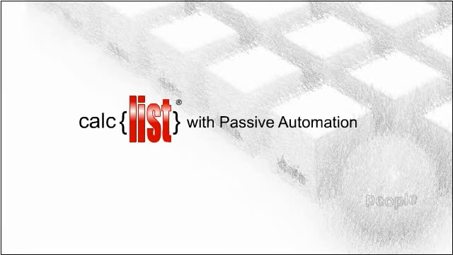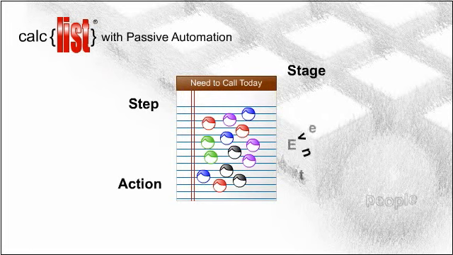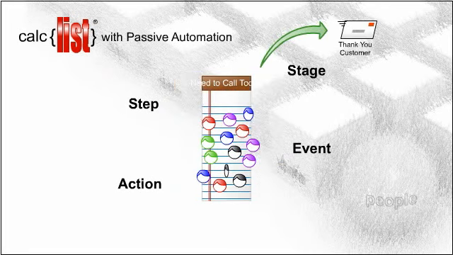CalcList with passive automation uses calculating lists of people to perform workflows. The list represents the step, stage, action, or event of the people within the list. Emails can be automatically sent when a contact is added or deleted from a list.